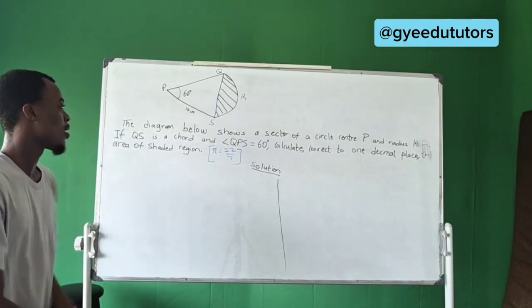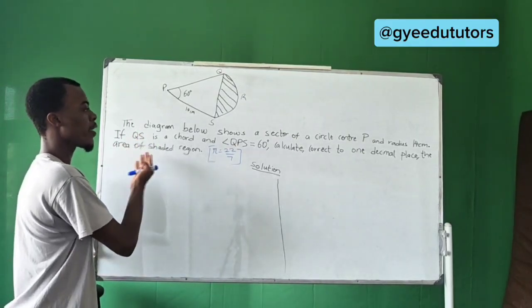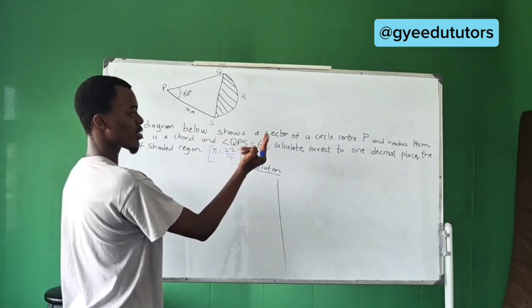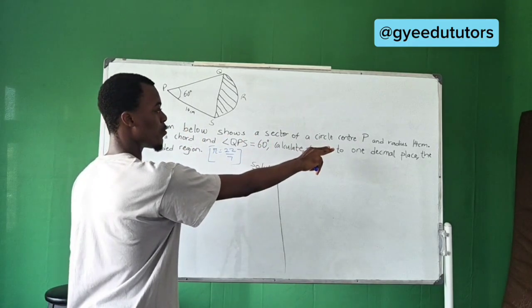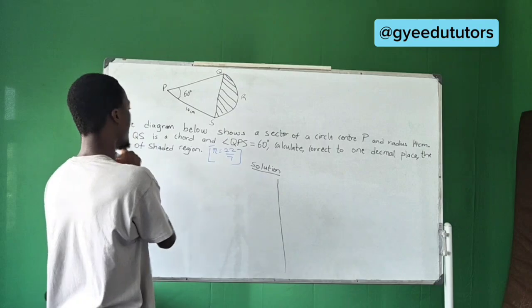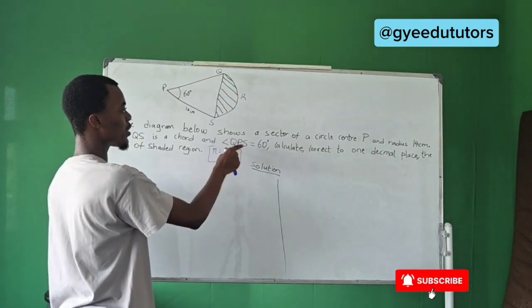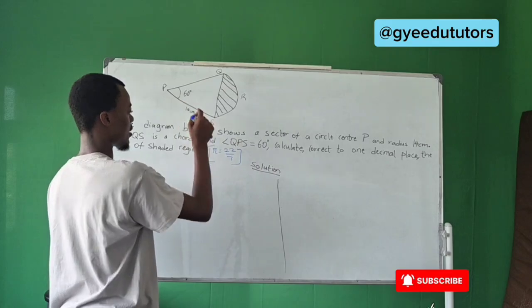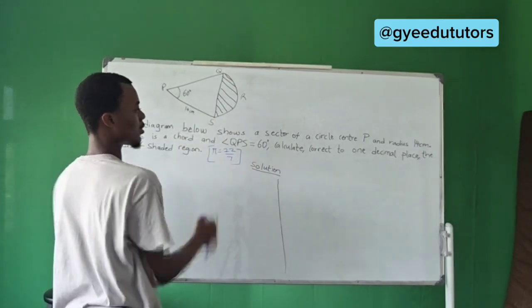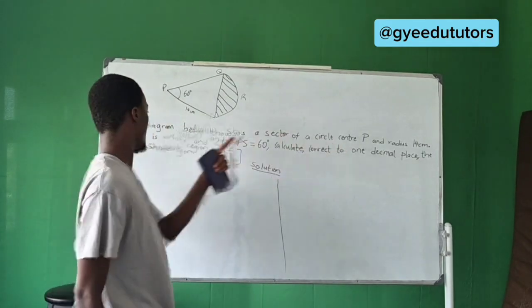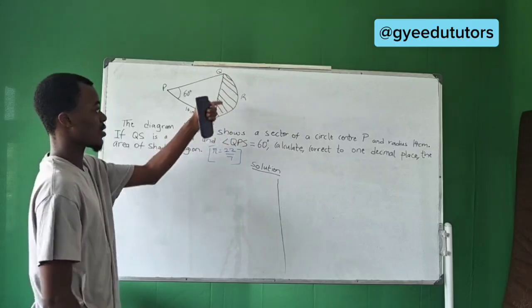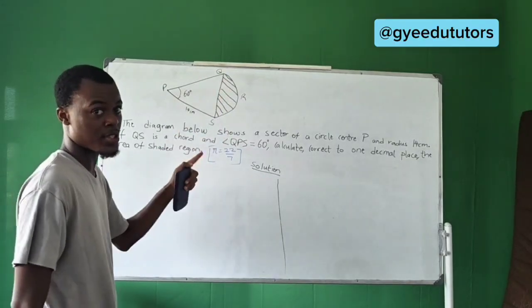So let's go. The question says the diagram below shows the sector of a circle, center P and radius 14 centimeters. If QS is a chord and angle QPS is equal to 60 degrees, calculate, correct to 1 decimal place, the area of the shaded region, which is this side. So that side is a segment, right?